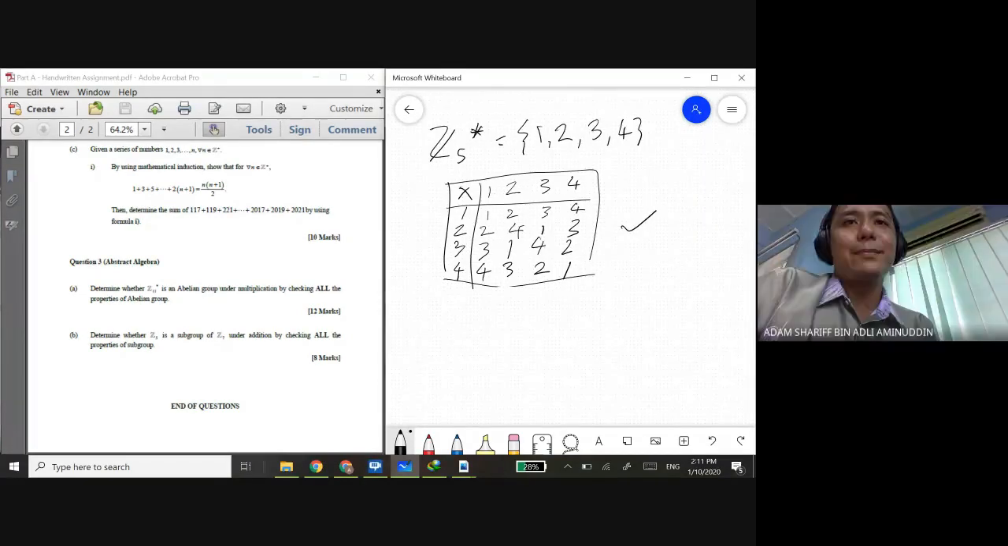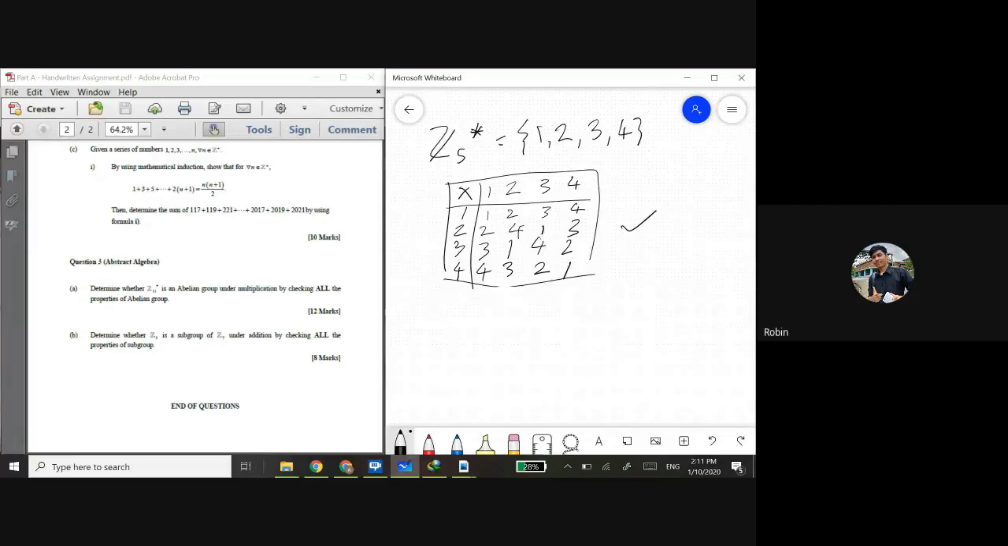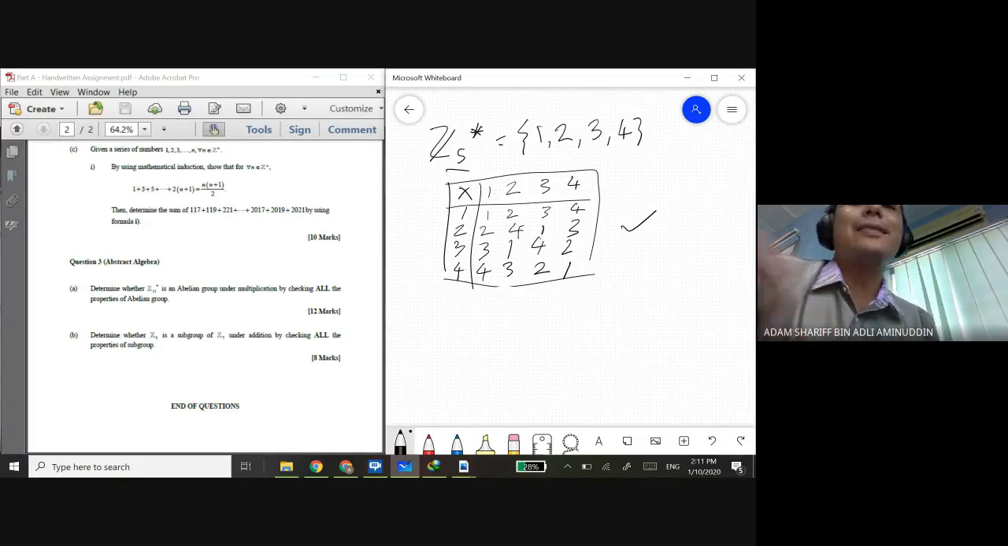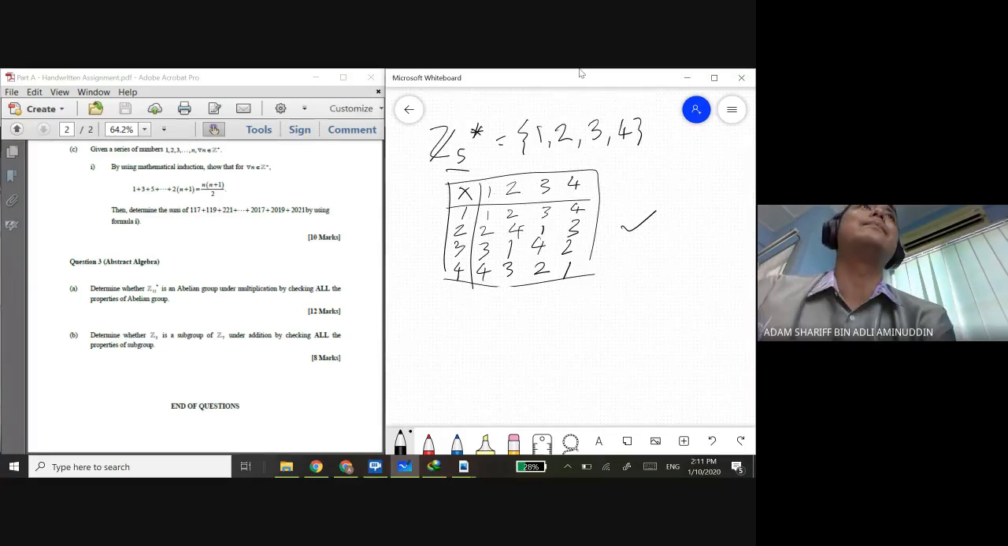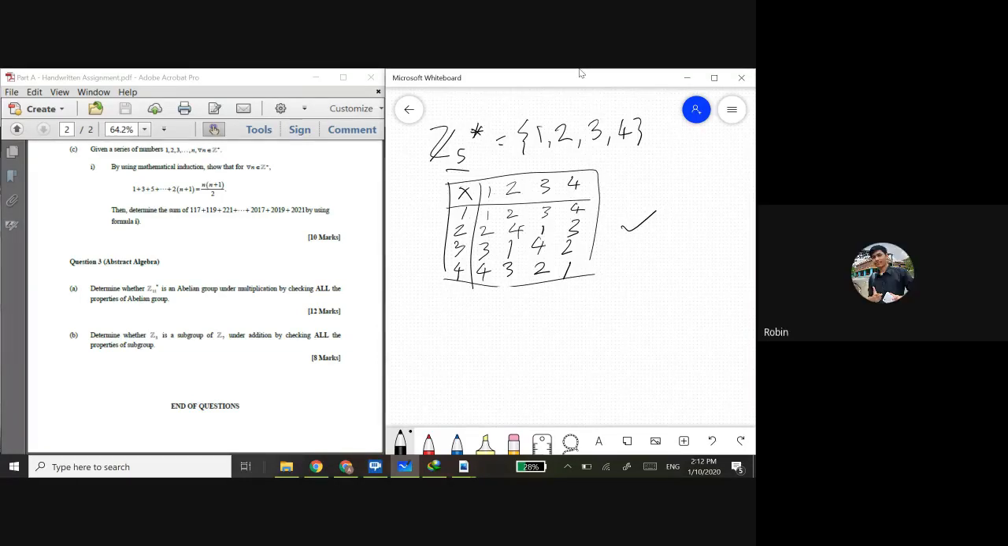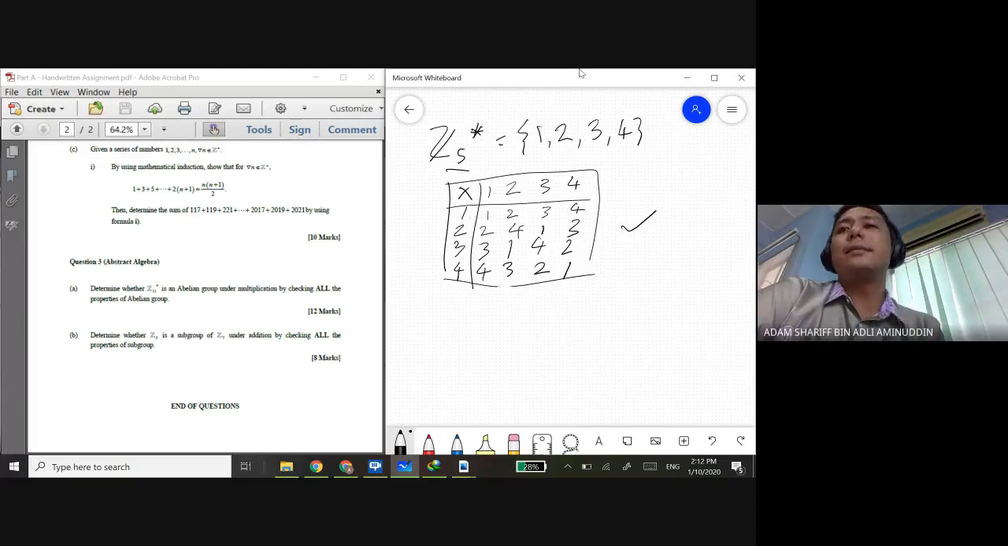Sir nak tanya. Boleh? Z5 elemen dia bukan 1, 2, 3, 4, 5, 5 tidak termasuk 5. Tidak termasuk. It must be less than n. Tak boleh masukkan n. Okay, sir. Alright. Jangan masuk 5. Kalau you masuk 5, sudah salah.